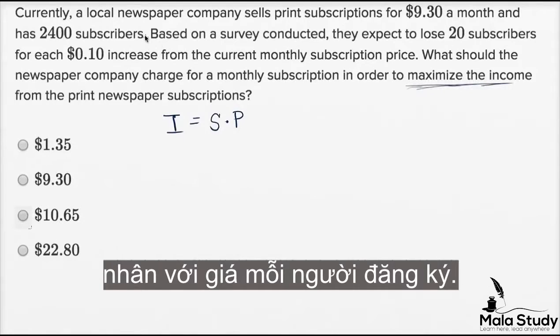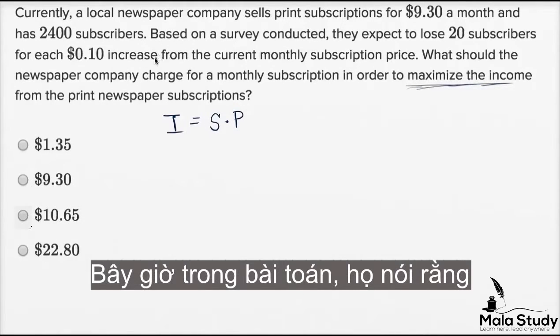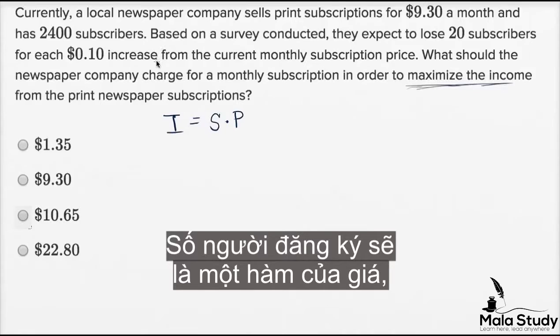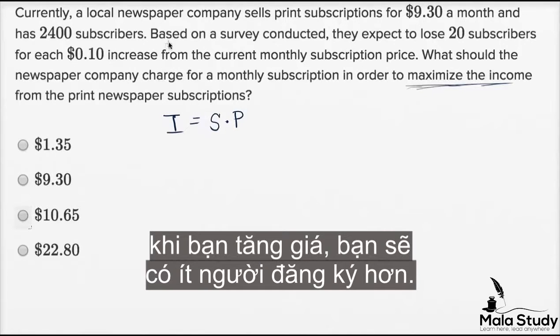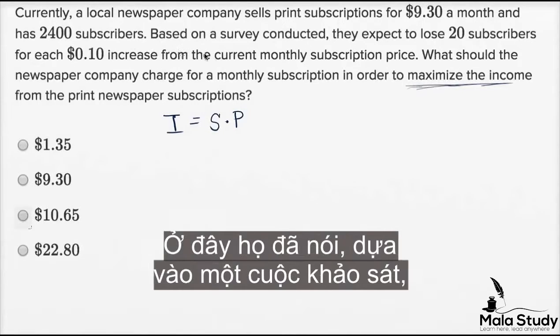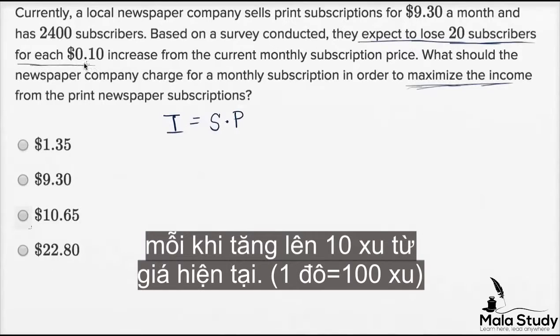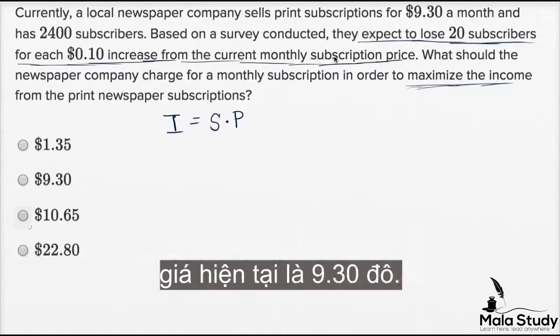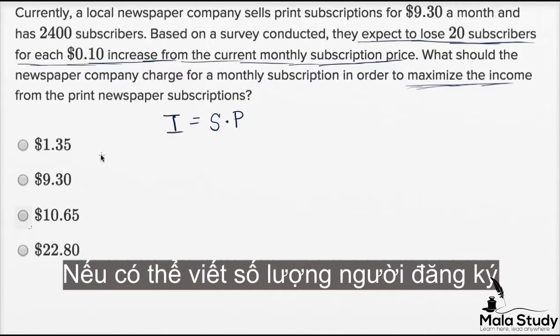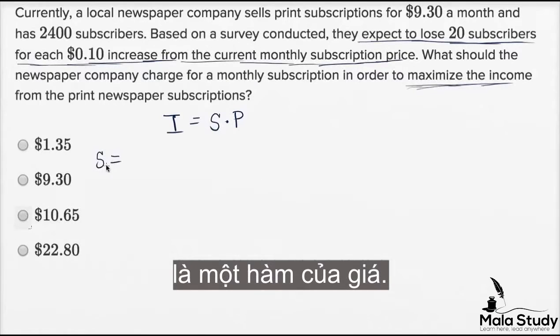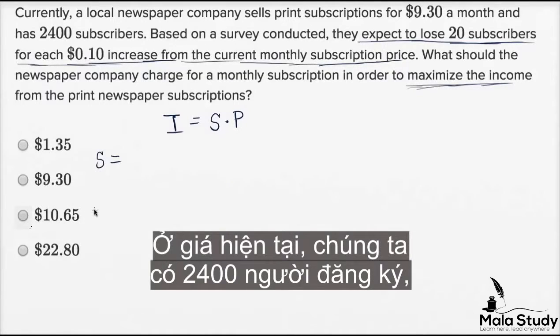Now in the problem, they tell us that the subscribers themselves are going to be a function of price, and that makes sense. If your price goes up, you're going to have fewer subscribers. So they tell us right over here, based on a survey conducted, they expect to lose 20 subscribers for each 10-cent increase from the current monthly subscription price. And the current monthly subscription price is $9.30. So let's see if we can write our number of subscribers as a function of price. So at the current price, we have 2,400 subscribers.